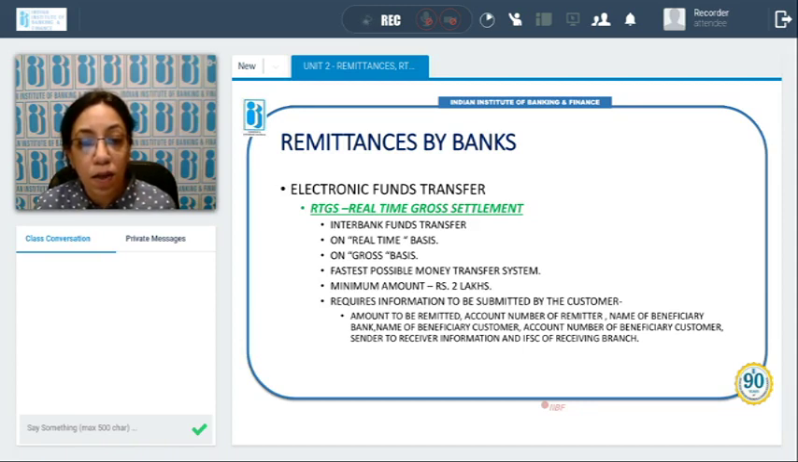It requires information to be submitted by the customer to his or her bank: the amount which is to be remitted, account number of the remitter, meaning the account which is to be debited, name of beneficiary bank, name of beneficiary customer, account number of beneficiary customer, sender to receiver information which is used as narration, and IFSC of the receiving branch.